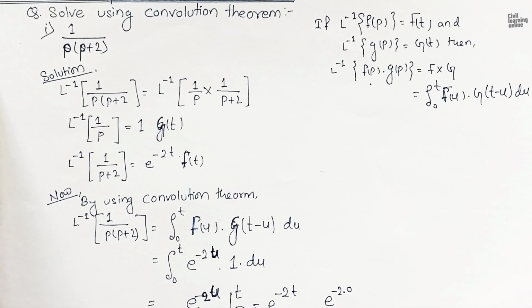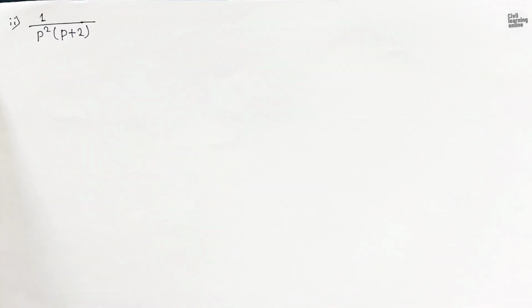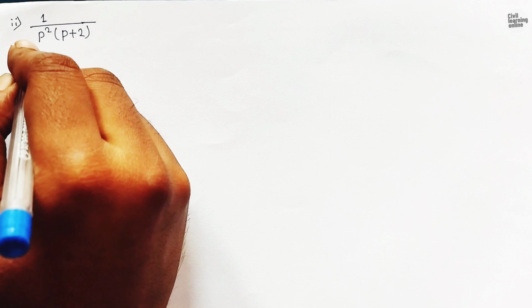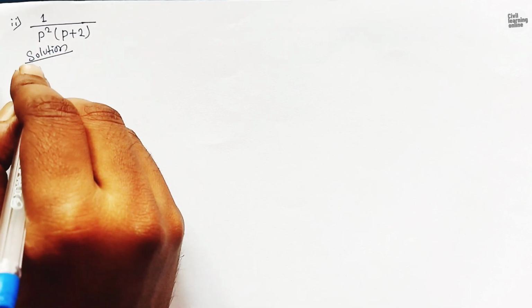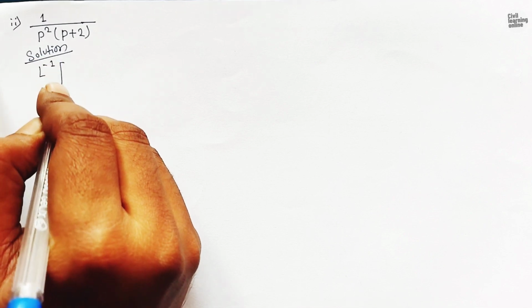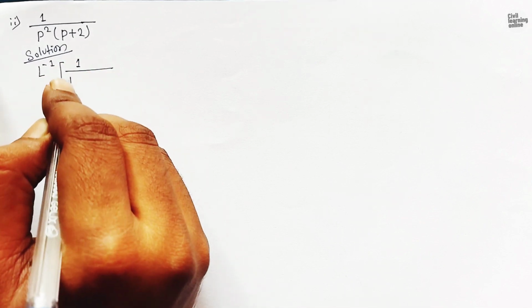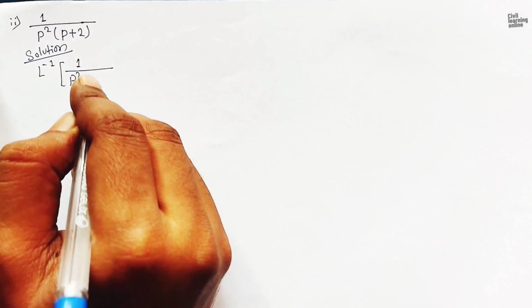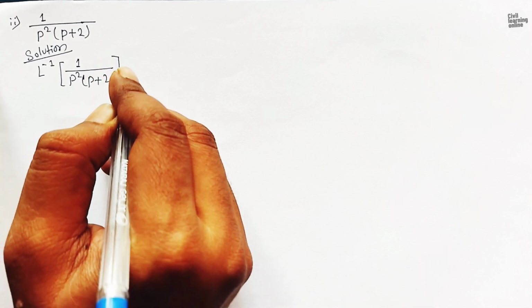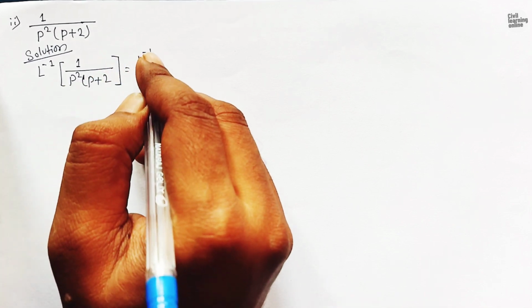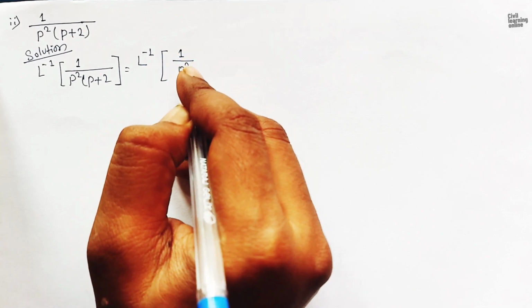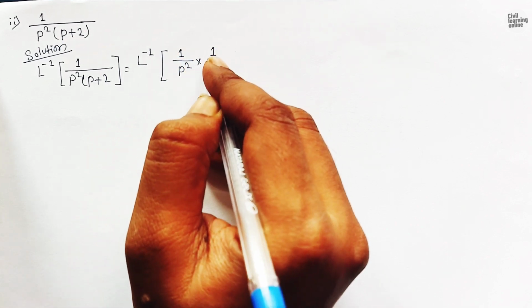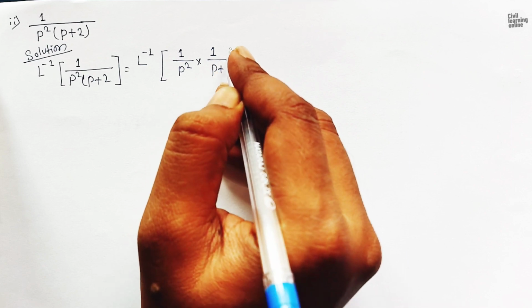Let's see a few more examples related to this convolution theorem. So here is the second example. Write down the solution here. The second step is the inverse Laplace transformation of 1 upon p square times p plus 2, and let's write it separately: it is equal to the inverse Laplace transformation of 1 upon p square times 1 upon p plus 2.